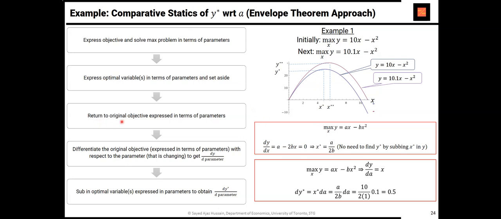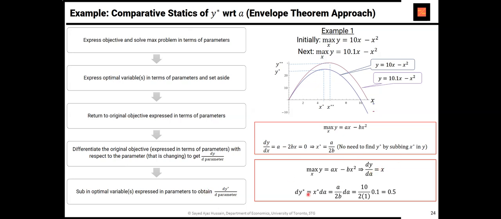This is the most important step. Go back to the original function in terms of a's and b's. Here it was. And now what you say is differentiate that function with respect to the parameter that's changing. So what was changing was the parameter a. Differentiate this with respect to baby a, and the answer is dy dA is of course simply x. So therefore, when you cross multiply, dy star over dA would then be equal to x star. So wherever you see on the right side an x, plug in an x star.